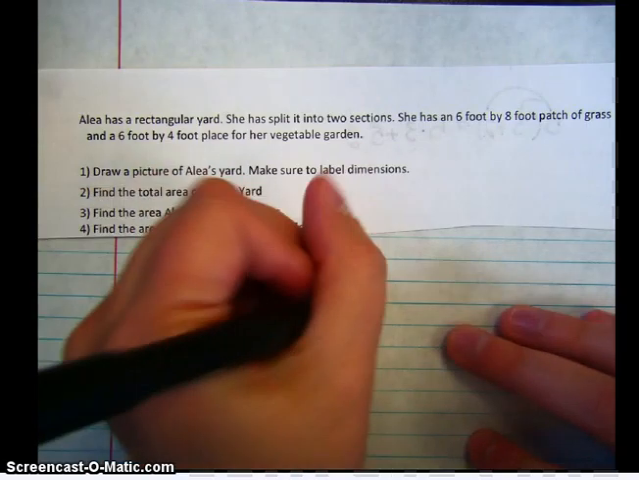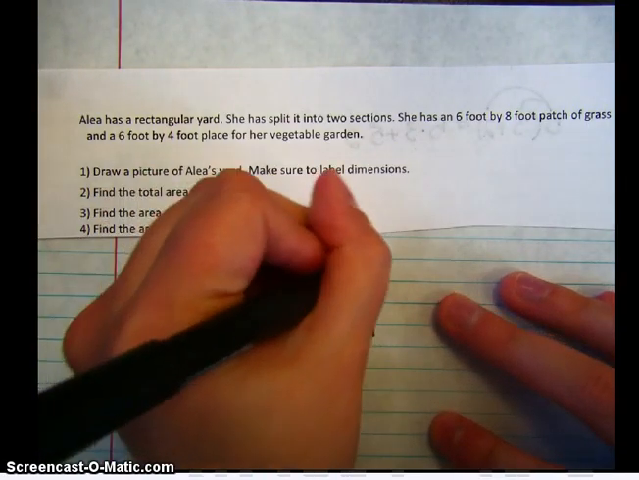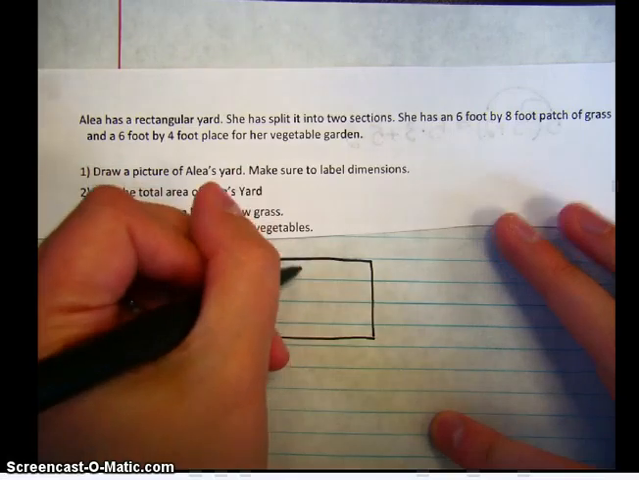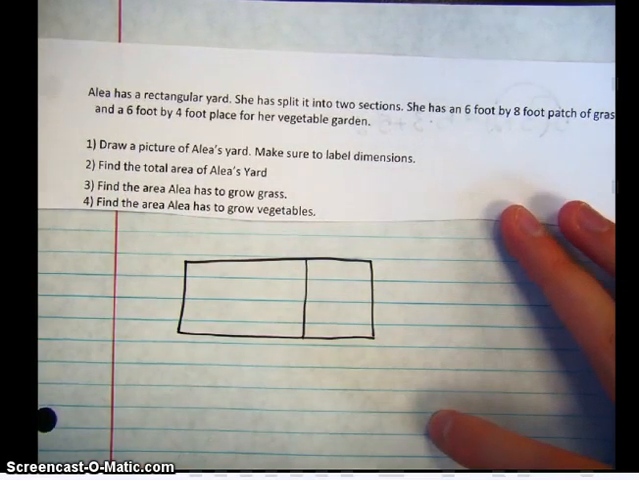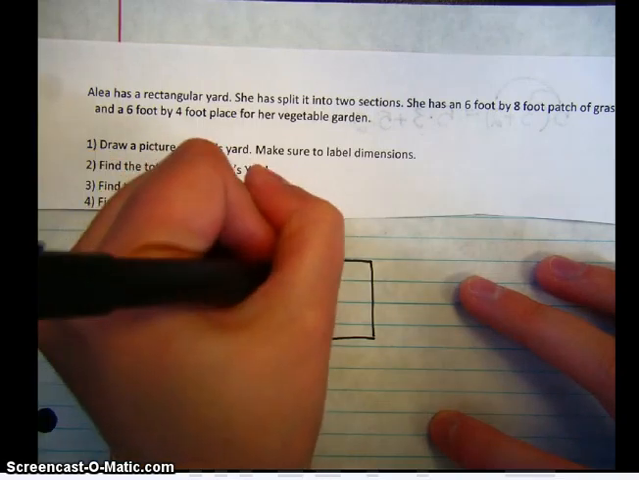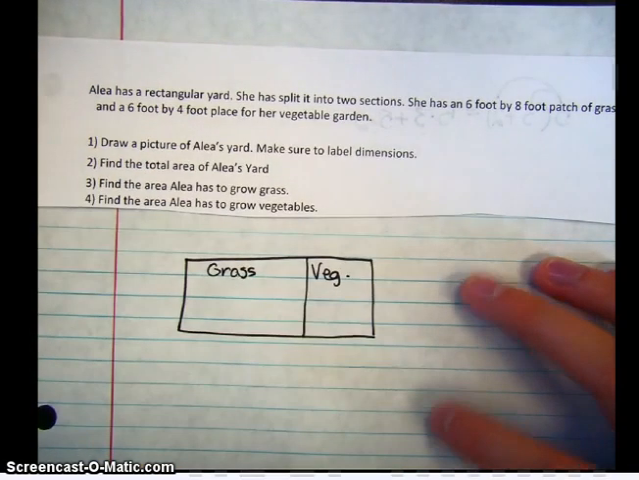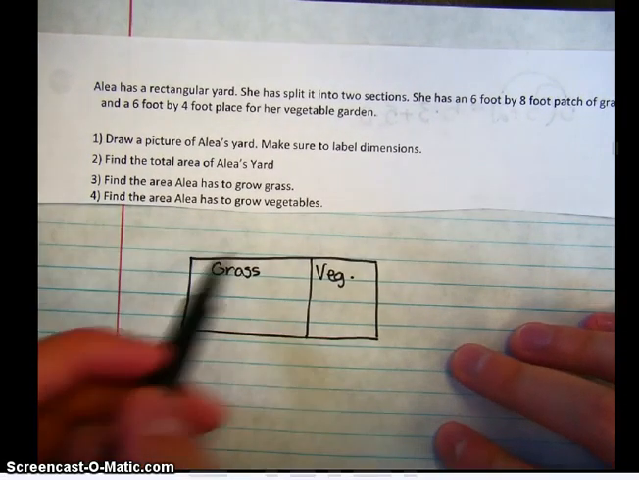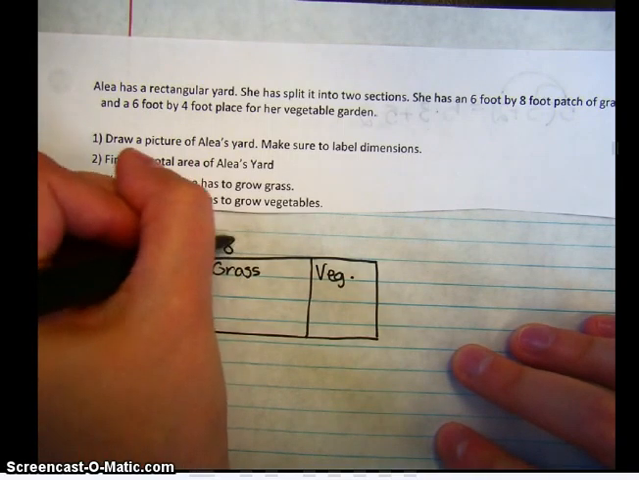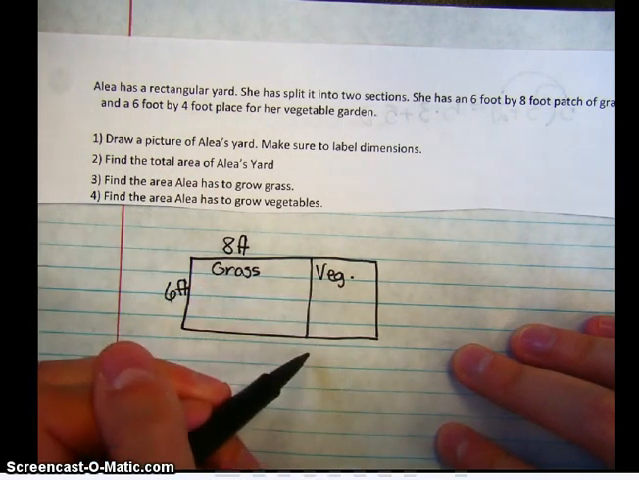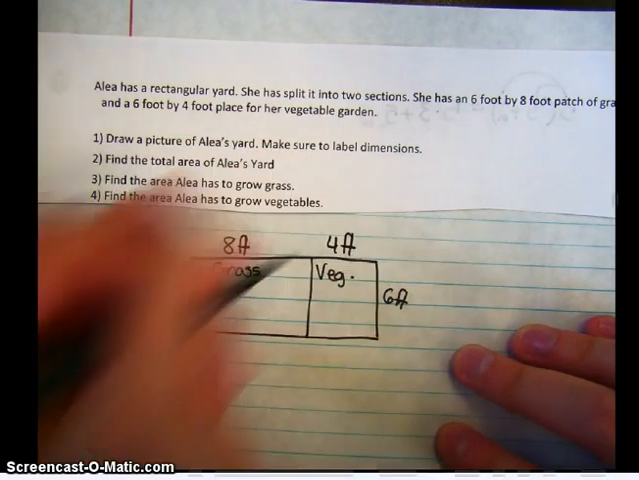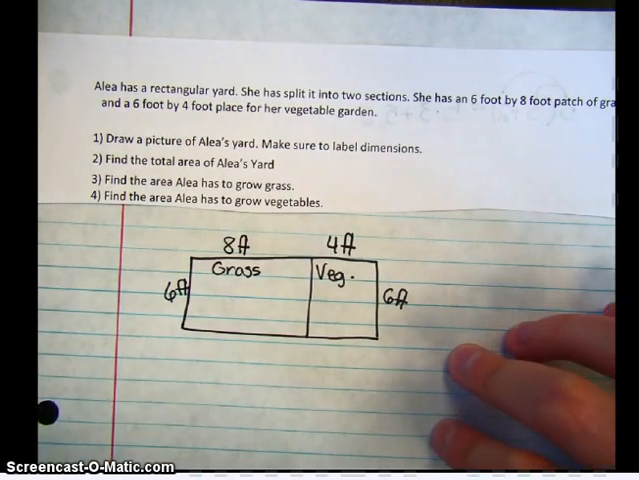So let's start off by drawing her rectangular yard. And we're going to split it into 2 sections, one for her grass, one for her vegetables. So let's say this is her grass, and this is her veggies. Now, the grass we know is 6 foot by 8 foot, and the veggies are 6 feet by 4 feet. So there's our little garden.